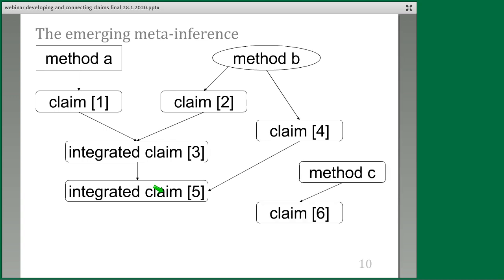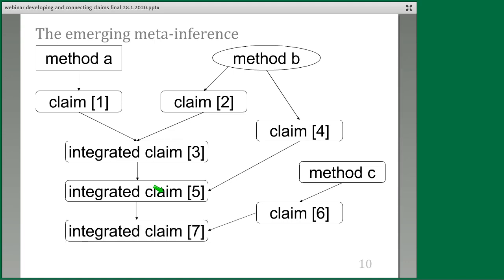But we can go even further and say we have a third method, method C, which itself is a mixed method. And that leads to claim 6, and we can then integrate claim 6 and claim 5, and then we have claim 7. And indeed, claim 7 is the meta-inference, but as you see, the meta-inference does not occur at the end, but it's built up gradually. The meta-inference is also emergent.